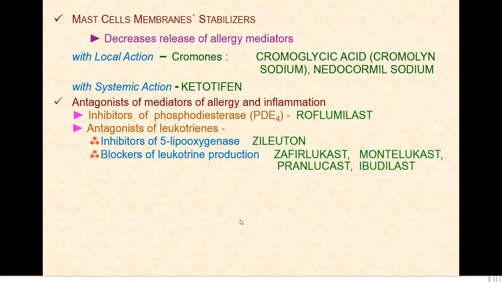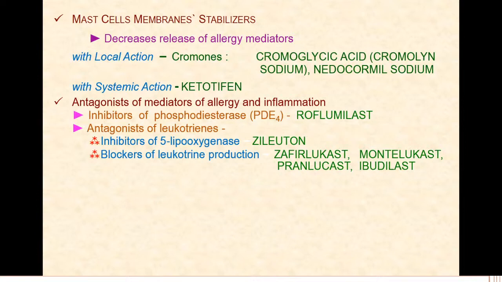Next, antagonists of leukotrienes. Leukotrienes, earlier we called these substances slow reacting substance of anaphylaxis. Nowadays we call it leukotrienes. Leukotrienes cause bronchoconstriction. One of the effects of leukotrienes is bronchoconstriction. What is the origin of leukotrienes? Leukotrienes are produced because of cleavage of arachidonic acid.